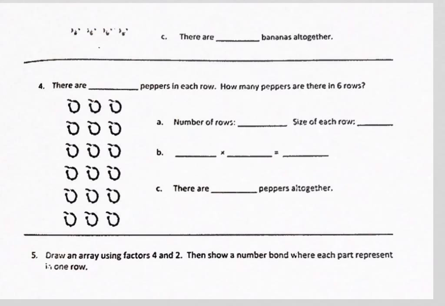Okay, let's see how you did. There are blank peppers in each row. How many peppers are in 6 rows? So, well, I see 1, 2, 3 peppers in each row. How many rows are there? Well, counting down, I see 6 rows.